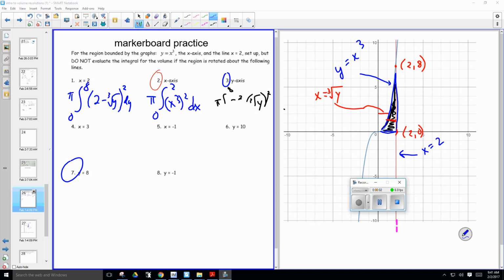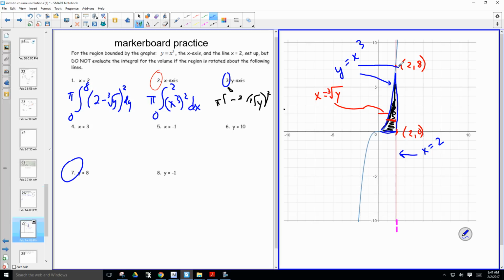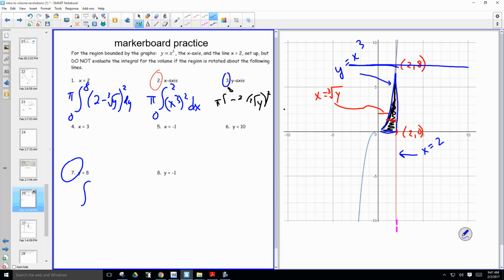Right, so x or y equals 8. Again, a couple things you can think about. Is this parallel to the x-axis or parallel to the y-axis? X-axis. Okay? It's parallel to the x-axis, then your functions are in terms of x and your bounds are on the x-axis. So the bounds are going to be 0, 2. Okay? Because your slices are circles this way.